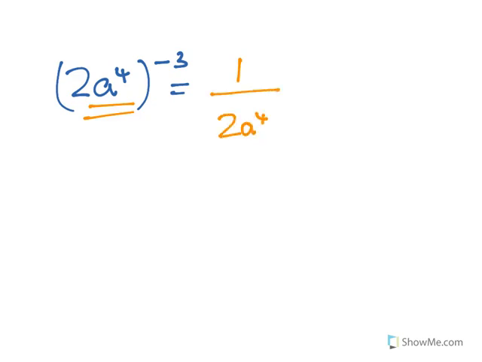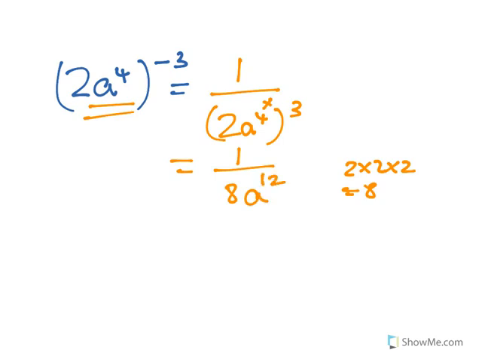Okay, so we know that the indice only controls the thing that's immediately next to it. But say I have this situation, and we have the negative outside the bracket. If it's got the negative outside the bracket, it's actually going to own everything inside there. So you go 1 over 2a4, and that's all to the 3. So 2 to the 3 is 2 times 2 times 2. 2 2s are 4, 2 4s are 8. And a to the 4 to the 3, you times the indice. 4 times 3 is 12.